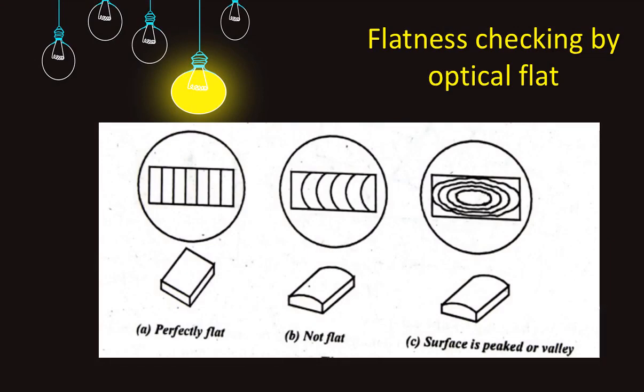So in the case of a perfectly flat surface, we will have a pattern of alternate light and dark straight lines on the surface as shown in figure A. Figure A is showing the perfectly flat surface. Now any deviation from this pattern will be a measure of error in the flatness of the surface being inspected. In figure B we can see that the surface is not flat and the pattern does not have straight lines. In figure C we can say that the surface is peaked or valley, so the result is showing us continuous circles.